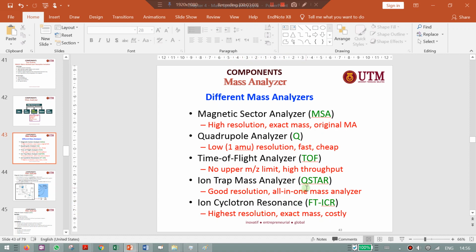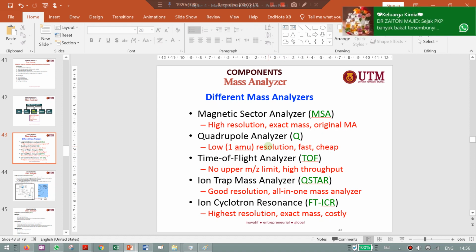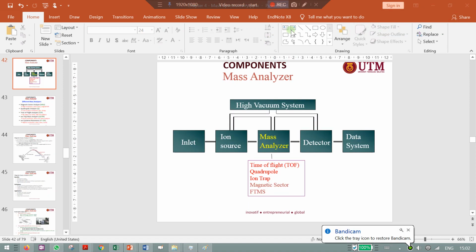Okay, the only analyzer that I have encountered is the quadrupole. I'm not sure about the others. I need to confirm maybe with the GI role if we have the MSA or TOF in our faculty. We need to confirm that.